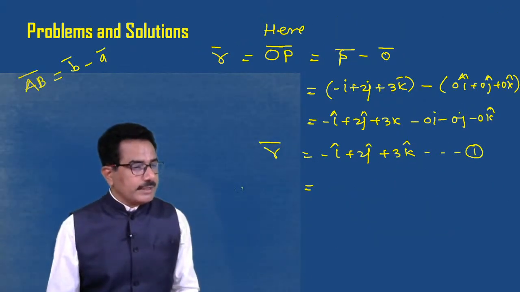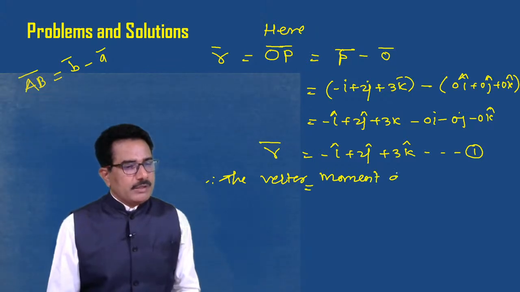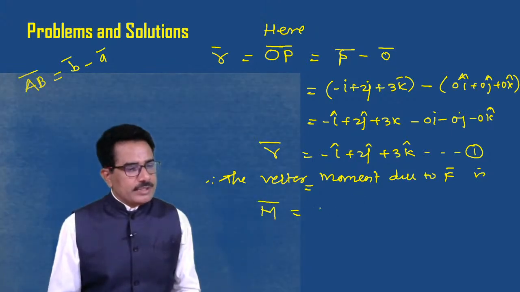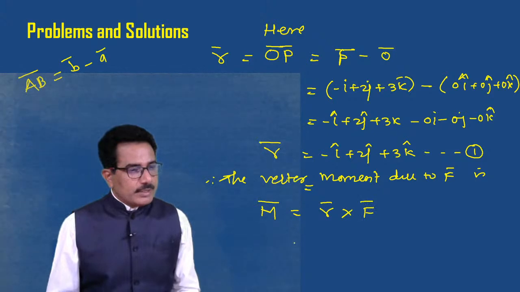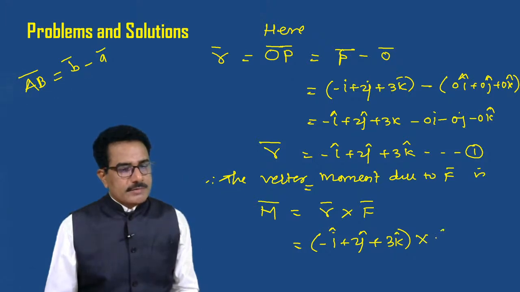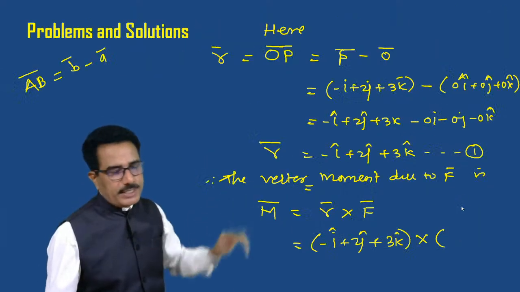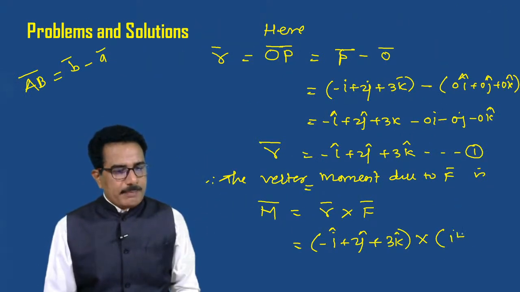Therefore, the vector moment due to f bar is capital M bar equal to r bar cross f bar. Put the value of r bar as minus i plus 2j plus 3k, cross f bar. f bar means i plus 2j plus 3k.